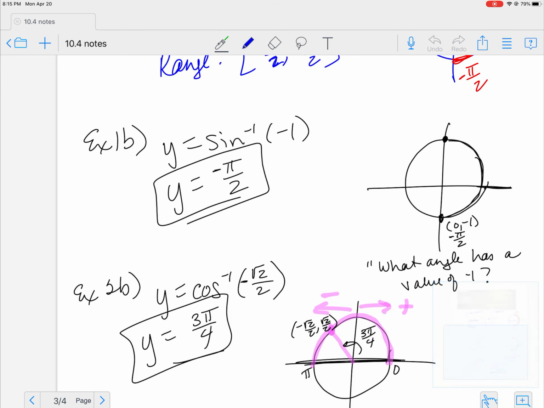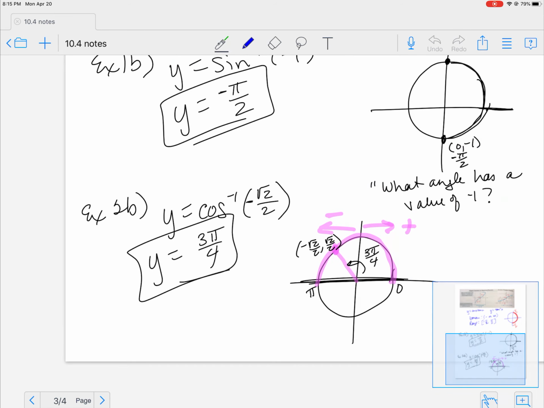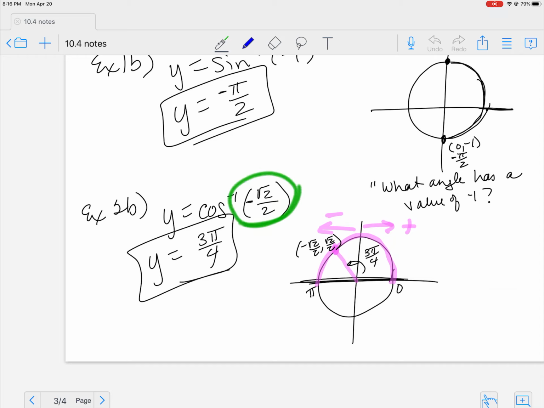Same thing with cosine. There it is. What angle goes with that value? So if I'm looking at negative square root of 2 over 2, I know x values are negative to the left. So I'm coming over here, and that's my 3 pi over 4. So the real thing you guys are doing whenever it comes to this inverse is just looking back at that and saying, what angle measurement goes with this value that's happening here? And then you can pull that off.